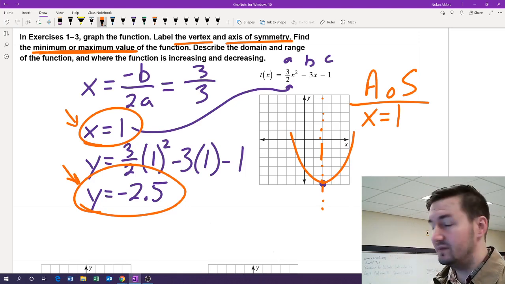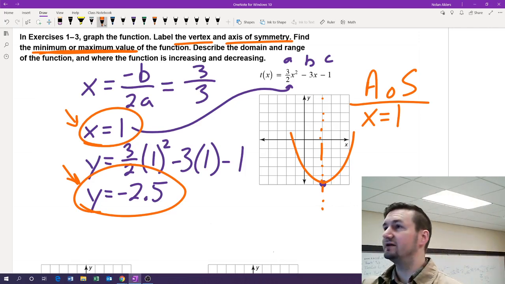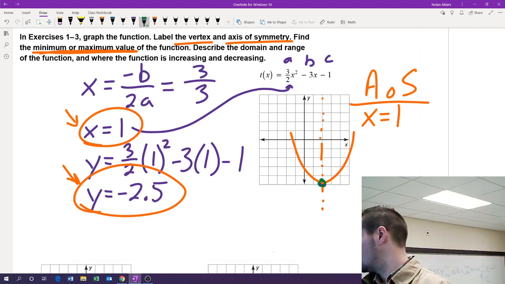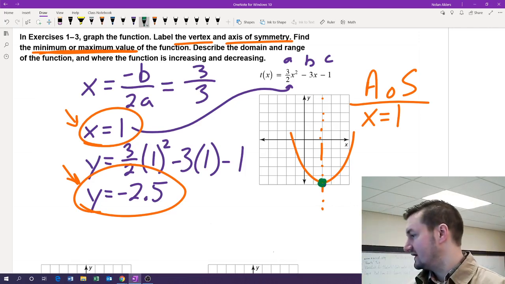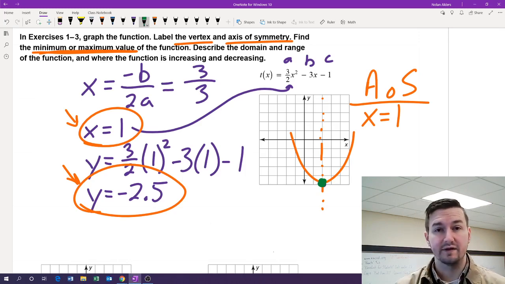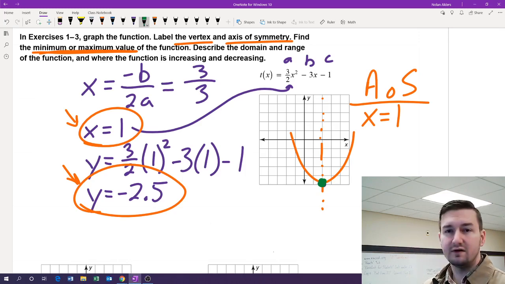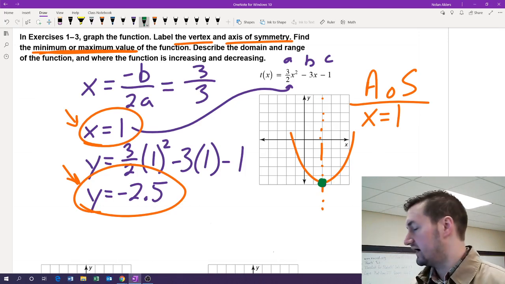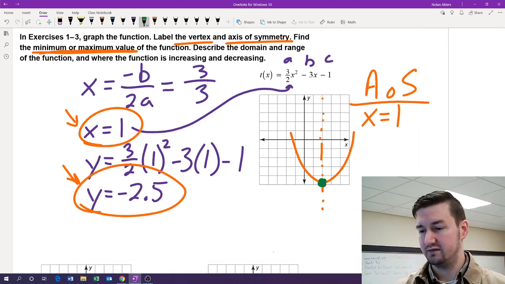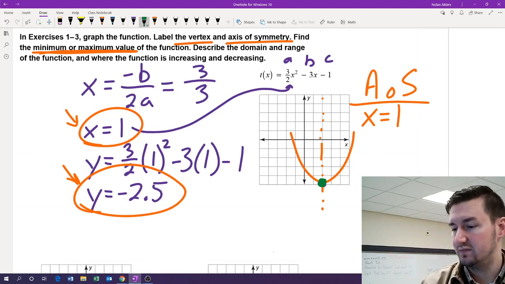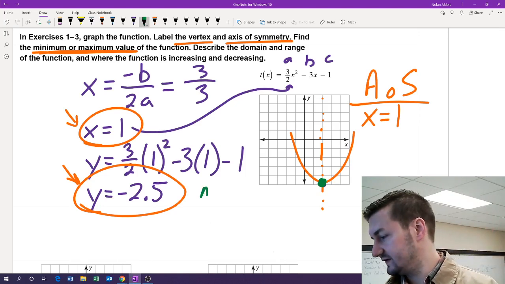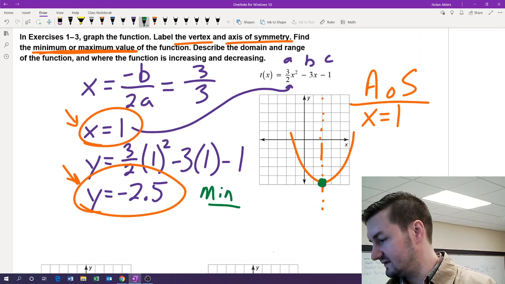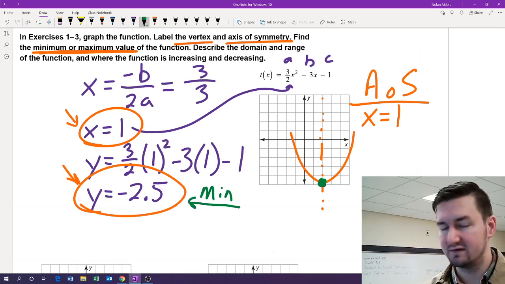In this case, we have a minimum value because down here at the vertex, it doesn't go any lower than that. The graph doesn't go any lower. It goes all up from there. So we have a minimum at y equals negative 2.5. Our minimum is negative 2.5.